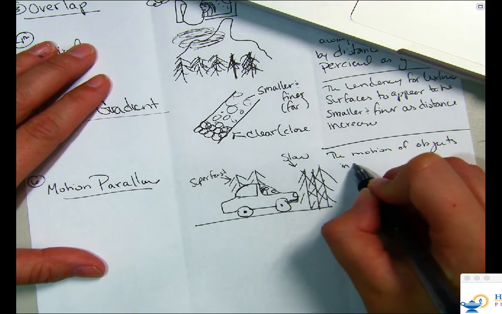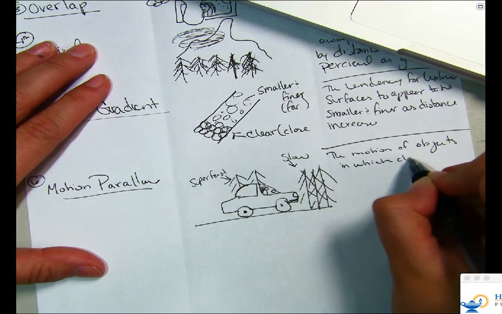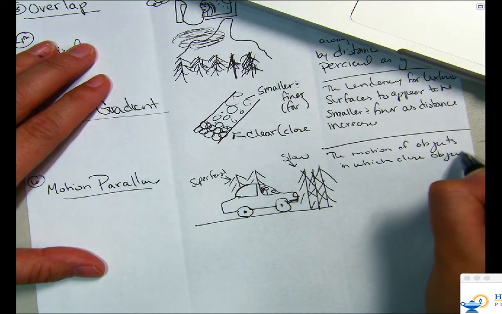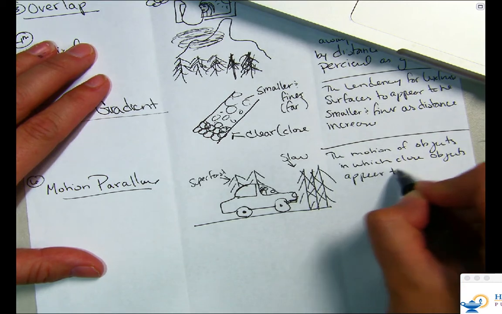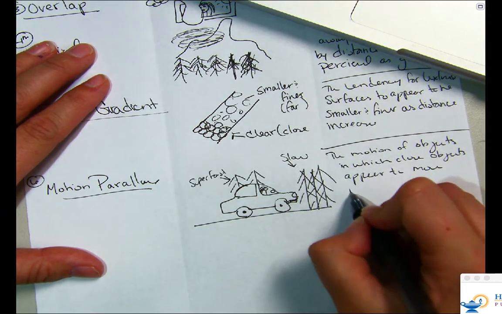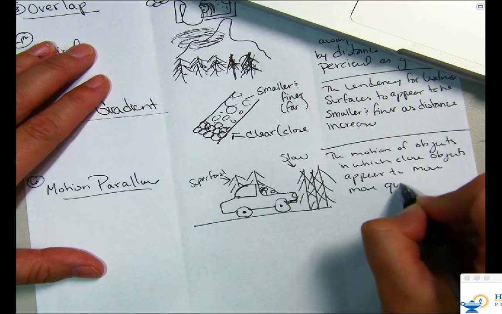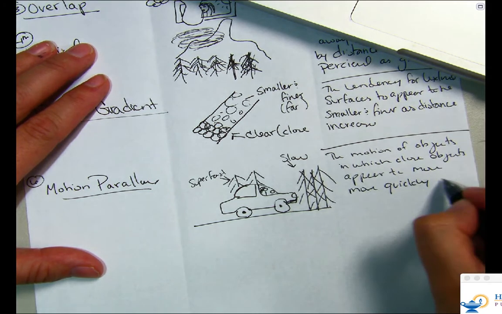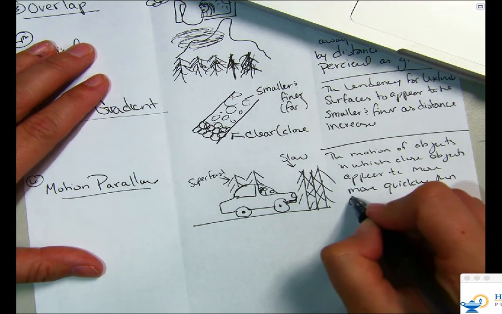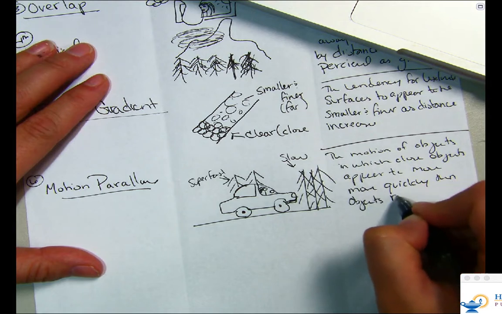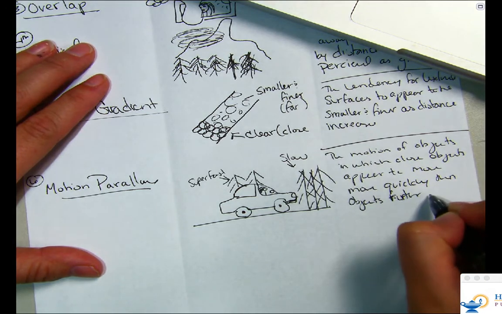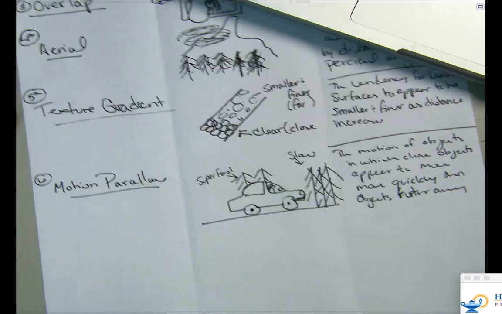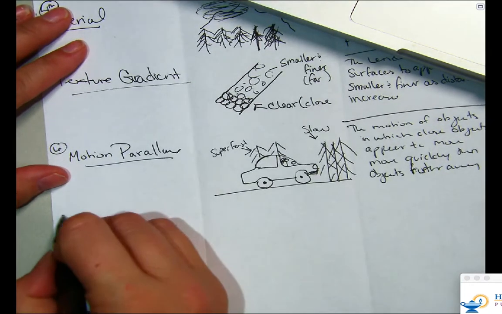in which close objects appear to move more quickly than objects further away. And then finally, your 7th one is accommodation.